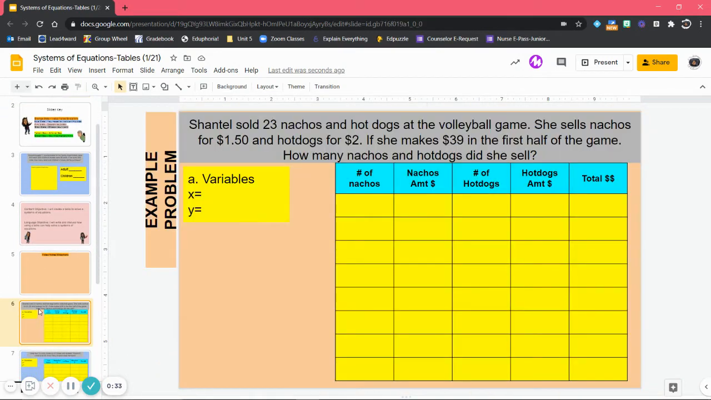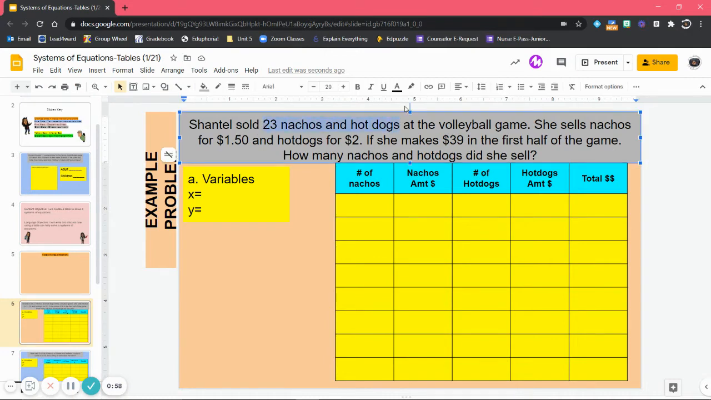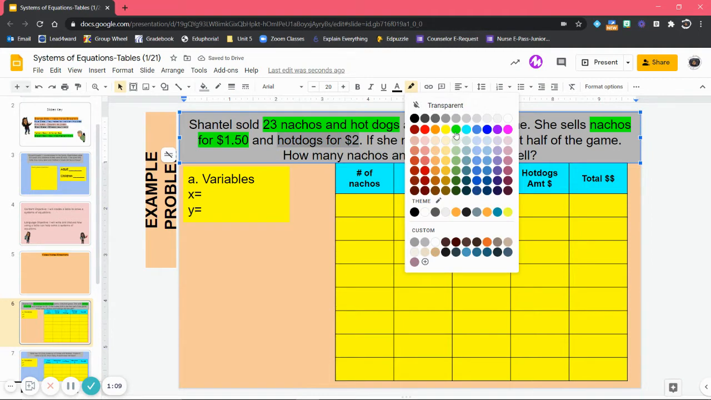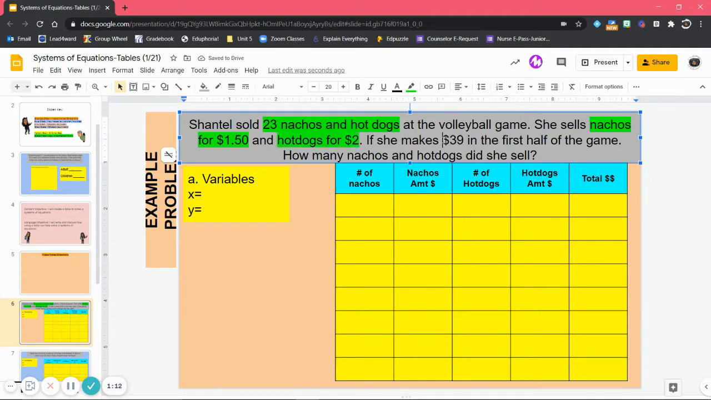Okay, so let's look at our example problem. It says, Chantel sold 23 nachos and hot dogs at the volleyball game. She sells nachos for $1.50 and hot dogs for $2. If she makes $39 in the first half of the game, how many nachos and hot dogs did she sell? So I'm going to highlight my important information: there's 23 nachos and hot dogs in total. Nachos are $1.50 and hot dogs are $2 and she sold $39.